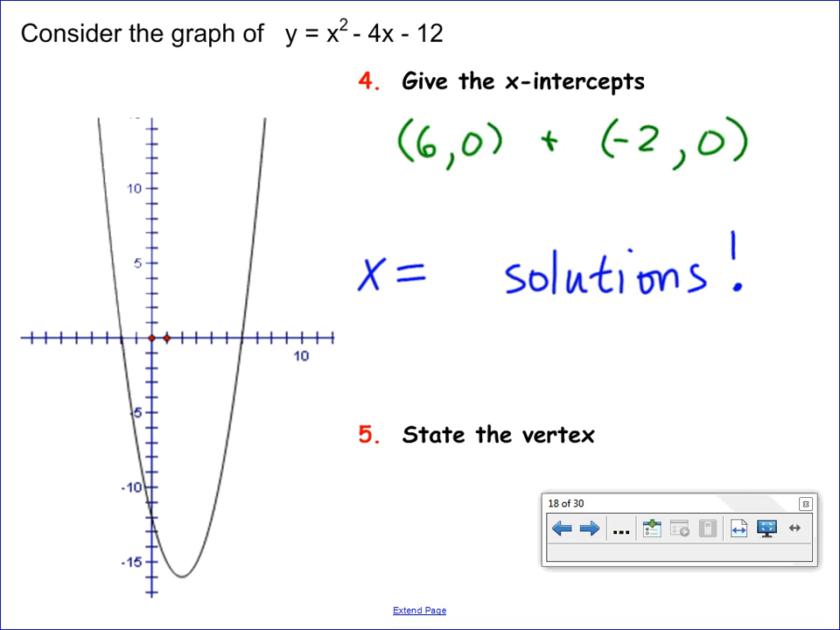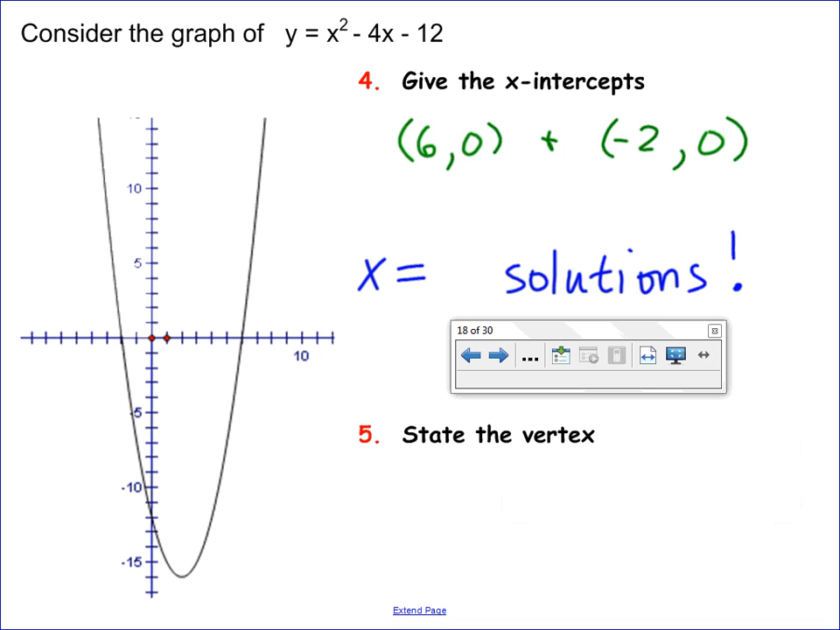And lastly, the vertex. My vertex, for the parabola, is the maximum or minimum point. It's the turning point, right? So it's either the top of the peak in the case of an upside down parabola, or it's the bottom of the valley in the case of a right side up parabola. So my vertex is this special point here where the parabola switches direction. That's called the vertex.